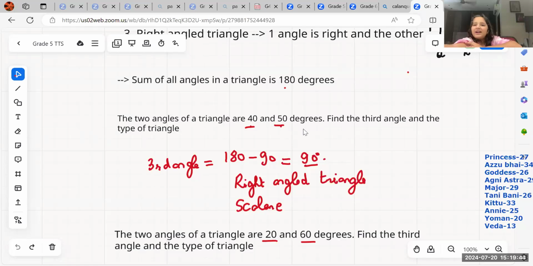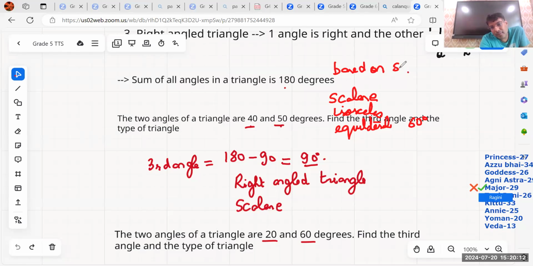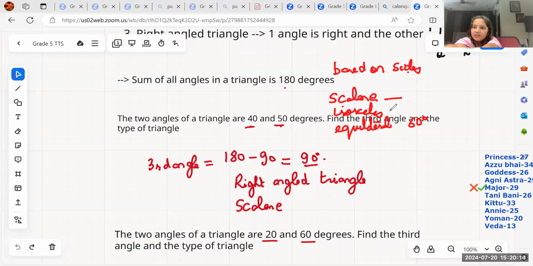Excuse me, sir. I couldn't understand the classification of triangle based on sides. Beta, see, based on sides: all three sides different is scalene, two sides same is isosceles, all sides same is equilateral. Now in equilateral there will be one additional thing: all angles will be 60 degree. So this is based on sides. Understood? Yes, sir. All different, two same, all same.